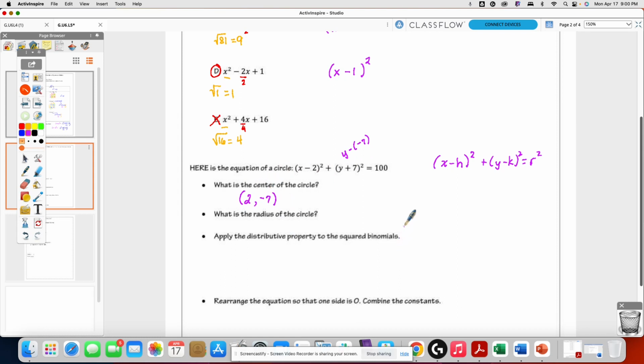Okay, what about the radius? Now this is your r squared. R squared is equal to 100. So to get r, we take the square root. And the square root of 100 is equal to 10. So 10 is the radius of the circle.